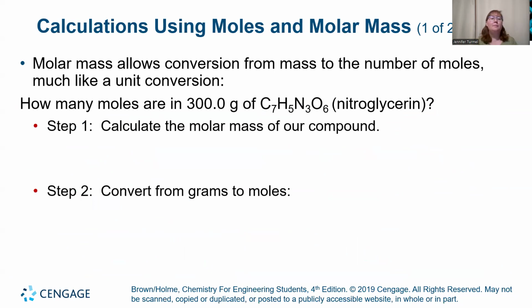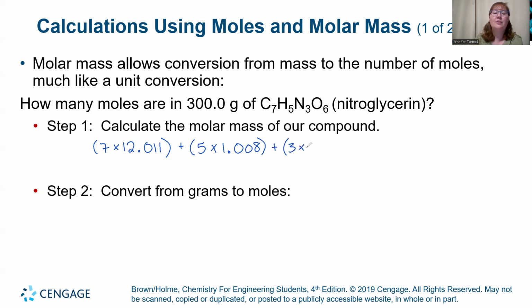Okay, and so we have 300 grams of nitroglycerin, and we want to know the molar mass of our compound. So we have 7 carbons, so that's 7 times 12.011. This is just another way of doing that. This might help you with your calculators. And then we have 5 hydrogens, so 5 times 1.008.